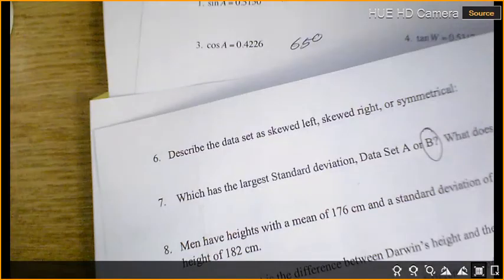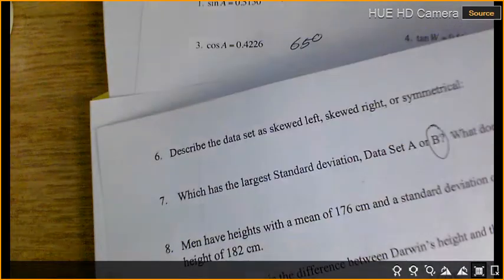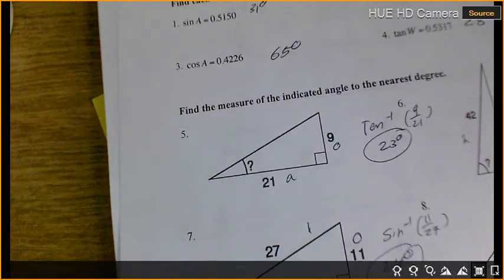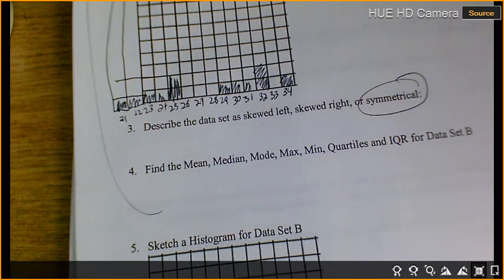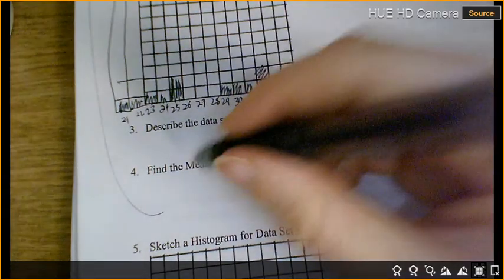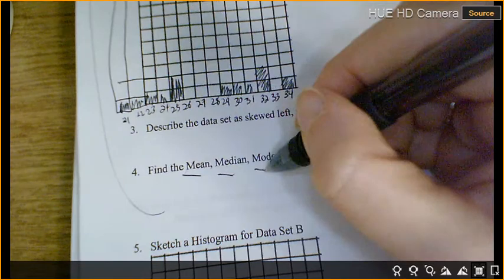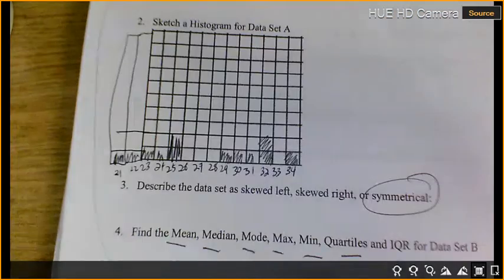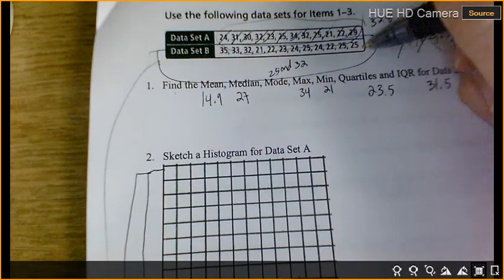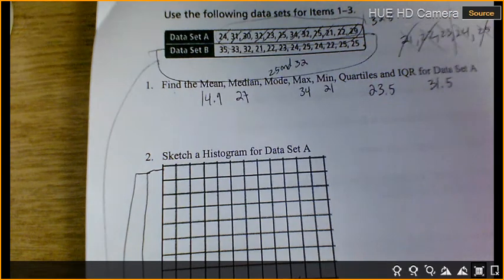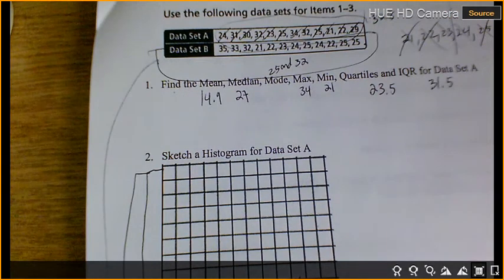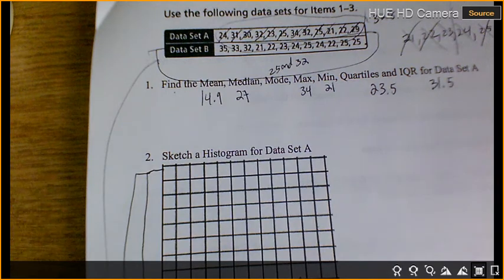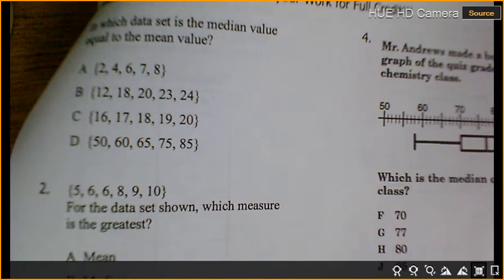All of this. So I'm giving you 10 points for each of these because I know how much work this is. So for this, right here, if you don't get to the standard deviation, that's okay. I'm going to show you a shortcut. Okay, so at least in class today, I want you to find the mean, median, mode, max, min, and quartiles of data set B right here. Okay, and then your homework is going to be these 10 multiple choice questions from yesterday's stuff.